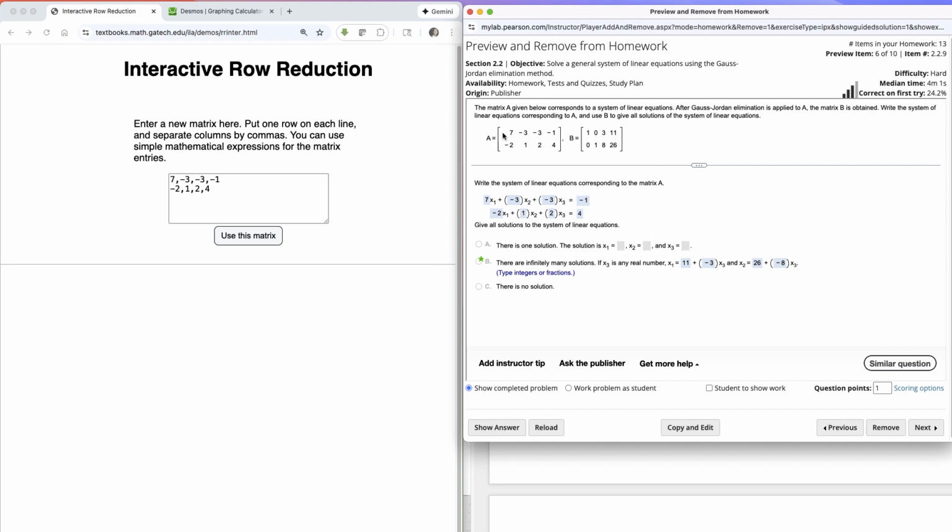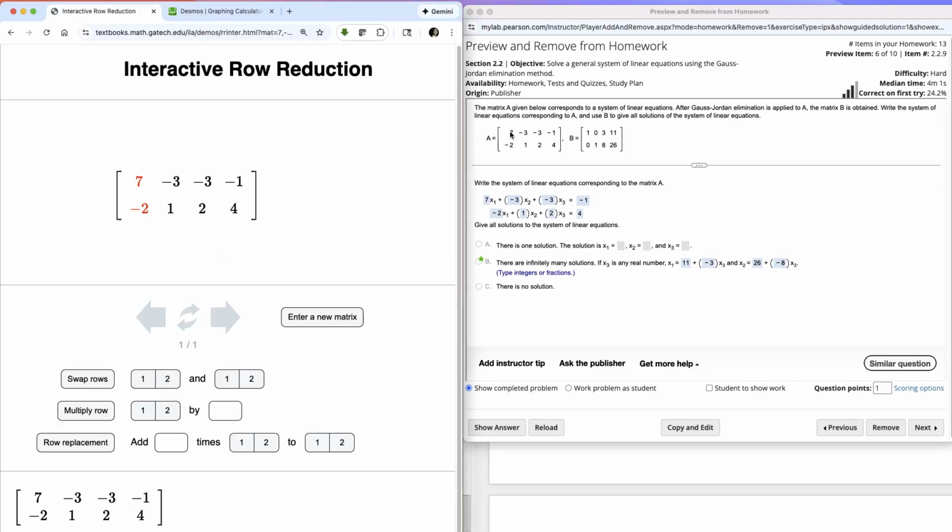So, first off, here is matrix A, and this corresponds to x1, x2, x3, and the equal sign. So 7, -3, -3, -1, and -2, 1, 2, 4, right? That's the beginning matrix. Now, if we're going to solve this one, we need to find a 1, and then we need to pivot. So we'll normally try to find a 1 here, and then go down this way and see if we can get a 1 and pivot.